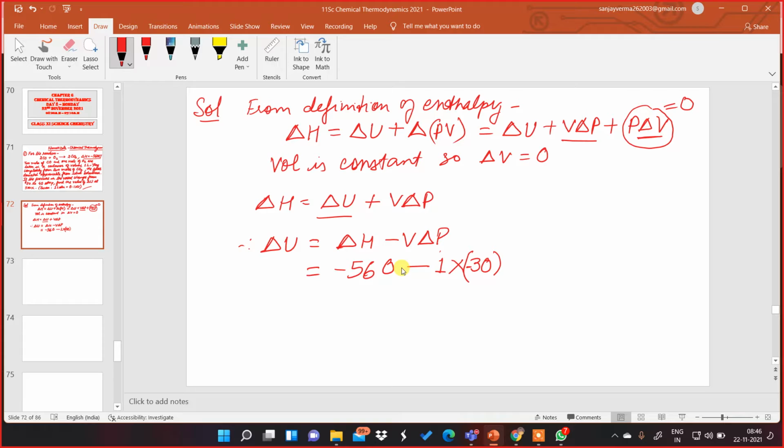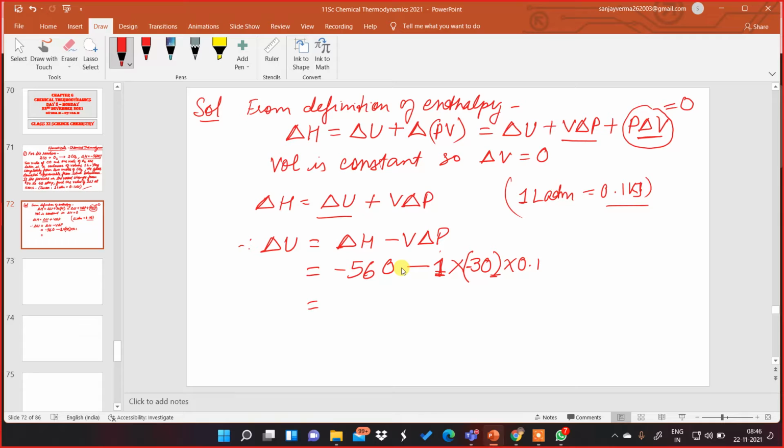Now this 30 atmosphere needs to be converted into kilojoules. So we multiply again by 0.1, because just now you saw 1 liter atmosphere is equal to 0.1 kilojoule. Here it is 1 liter and there is atmosphere, so we have to convert this into kilojoules. So we multiply it by 0.1. And then simplify this relationship.